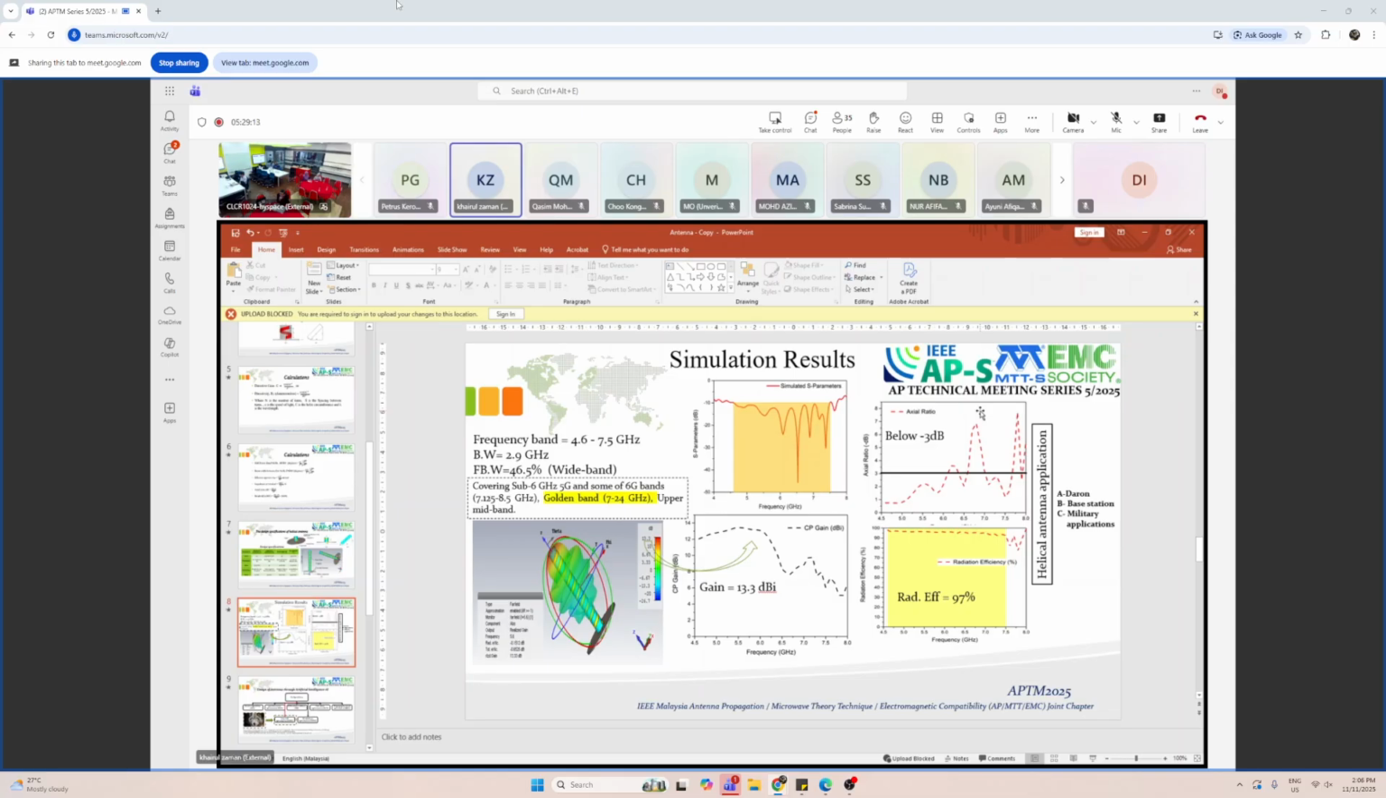So the next stage for this design, we have to enhance the axial ratio of this antenna to be fully usable for circular polarization.